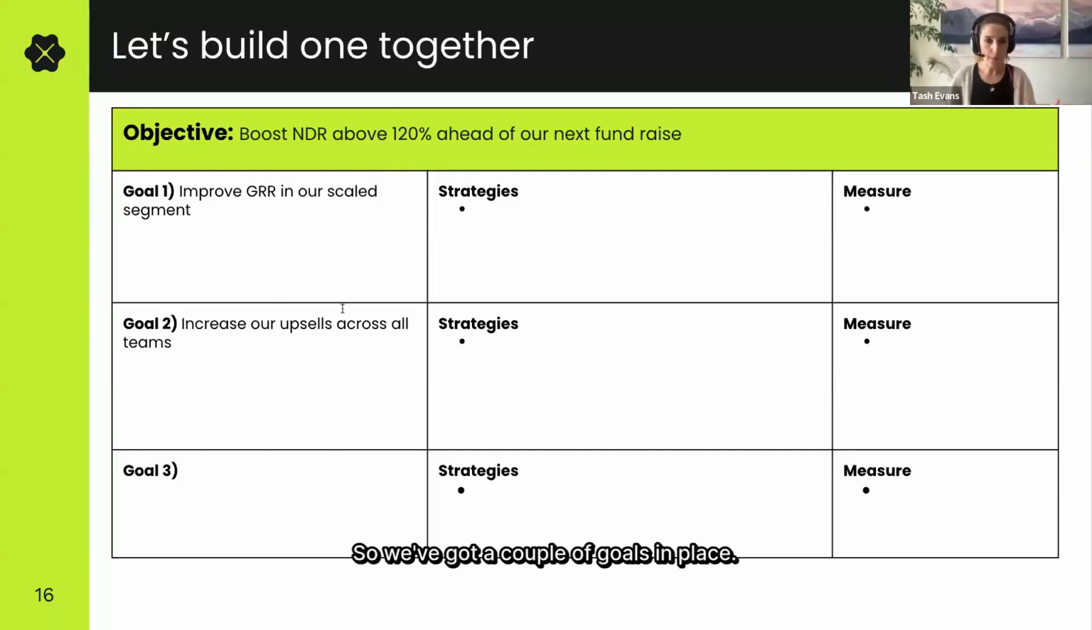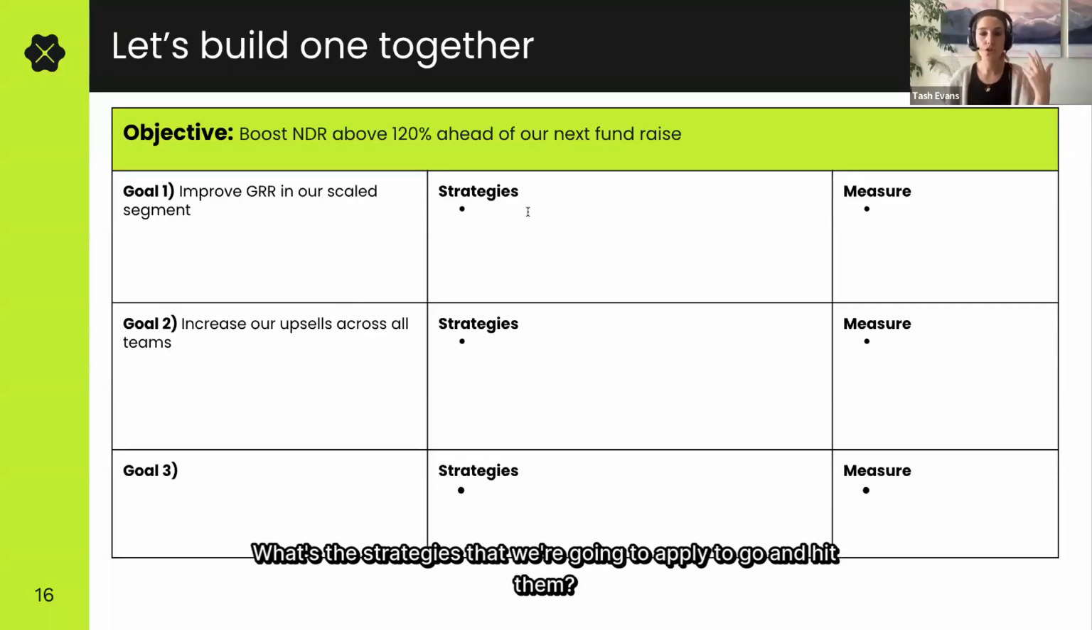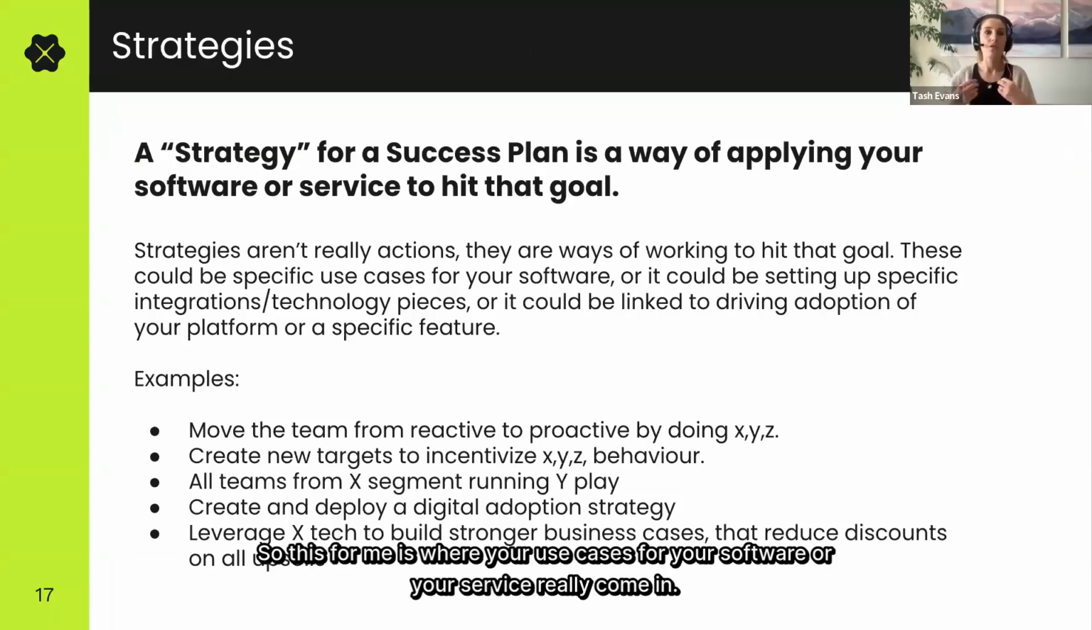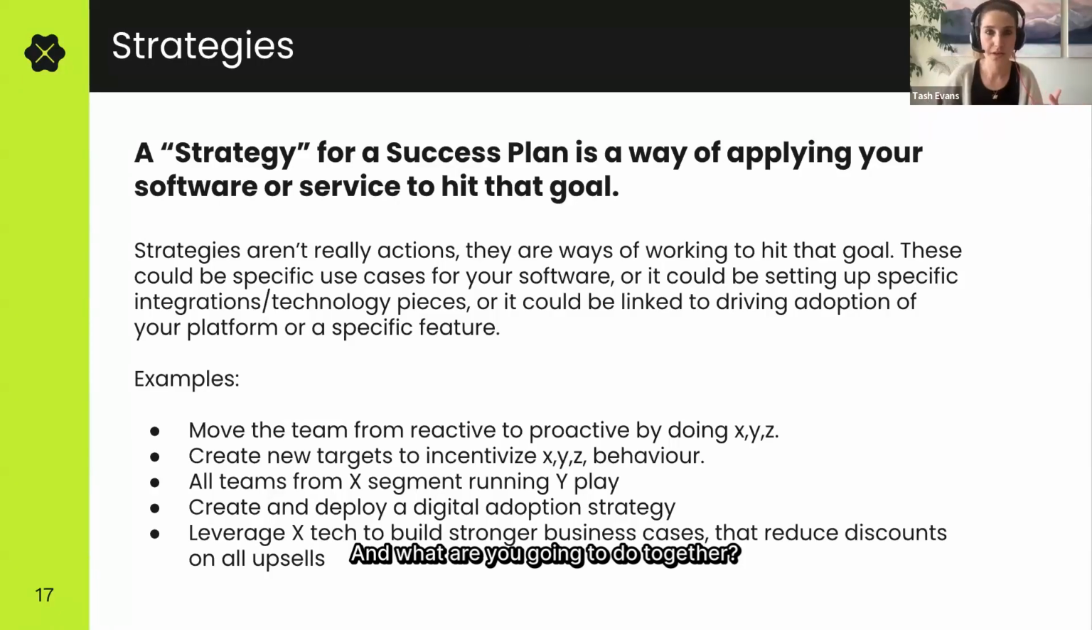So we've got a couple of goals in place. Now what we need to figure out together with the customer is, how are we going to hit our goals? What are the strategies that we're going to apply to go and hit them? So this for me is where your use cases for your software or your service really come in. How is that customer going to apply your software and your service to hit that goal? And what are you going to do together?